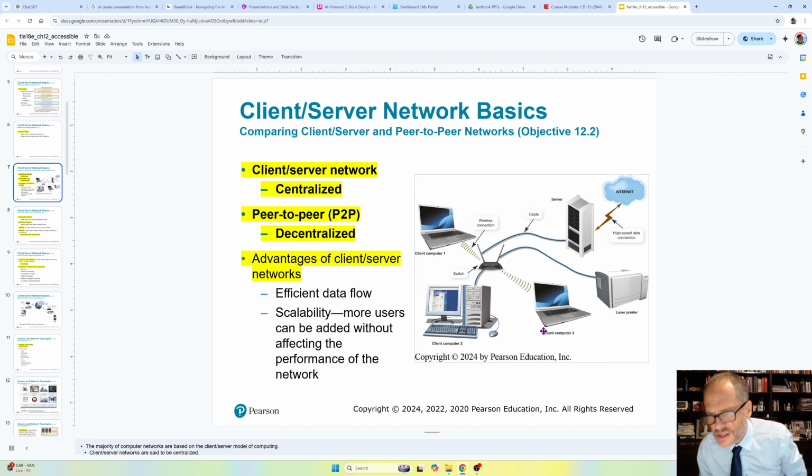And let me just check here. So here's the server right here. You can see it in this image. And then that server fulfills requests for all of these clients. So these are the three clients. And these clients are connected to the network at a switch. And these two are connected to this switch wirelessly.